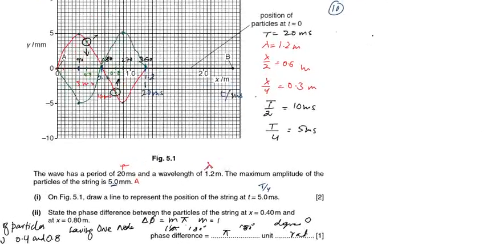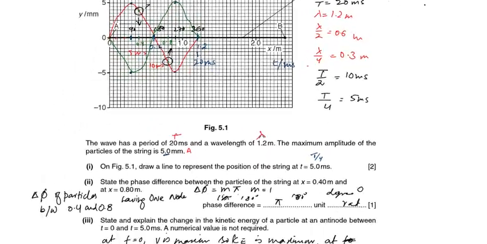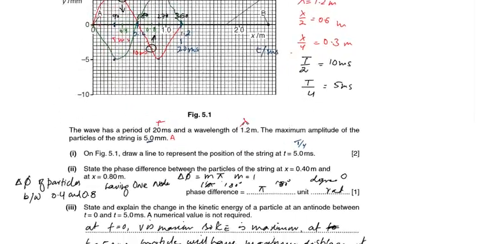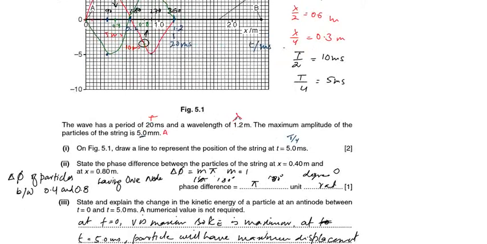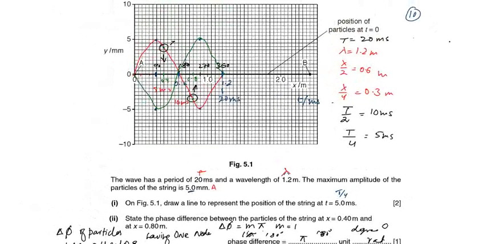So that means when the period is 20 millisecond and the wavelength is 1.2 meters, half of the wavelength will be 0.6 and half of it will be 0.3. Half of the period will be 10 millisecond and half of the half is 5 millisecond. So if the question says draw a sketch representing the position of the string at 5 milliseconds, this is the position of the particles at 5 milliseconds.